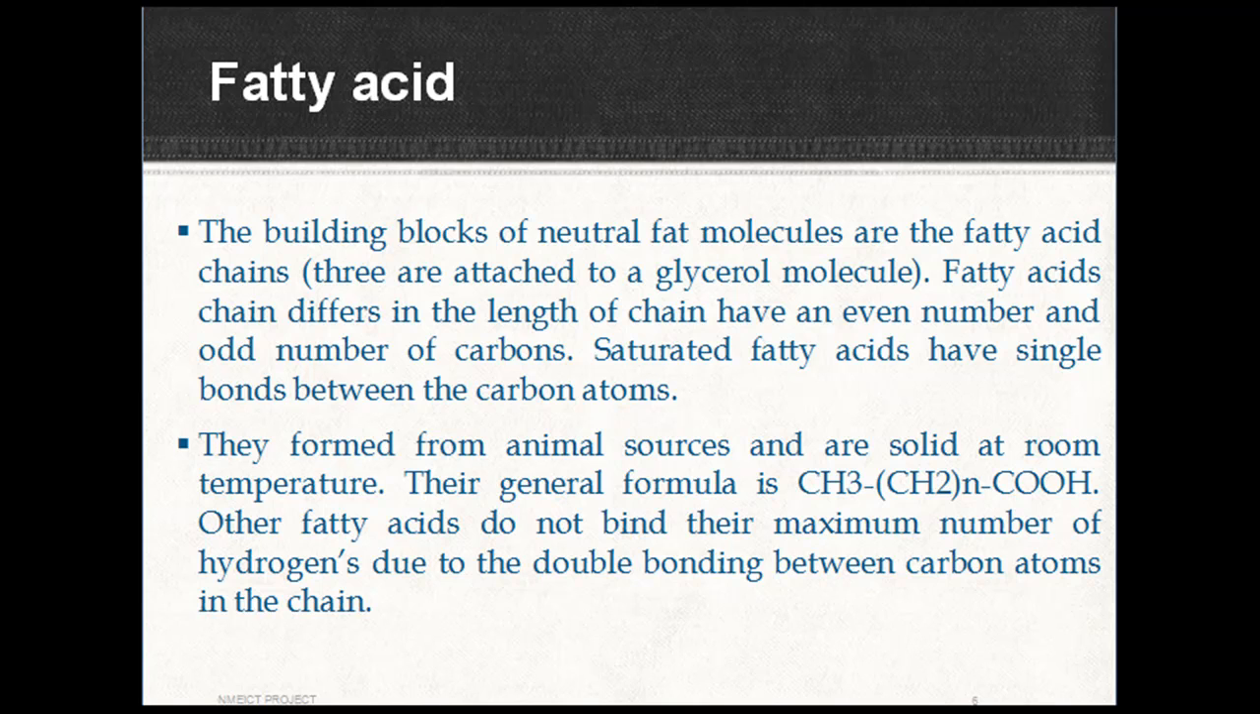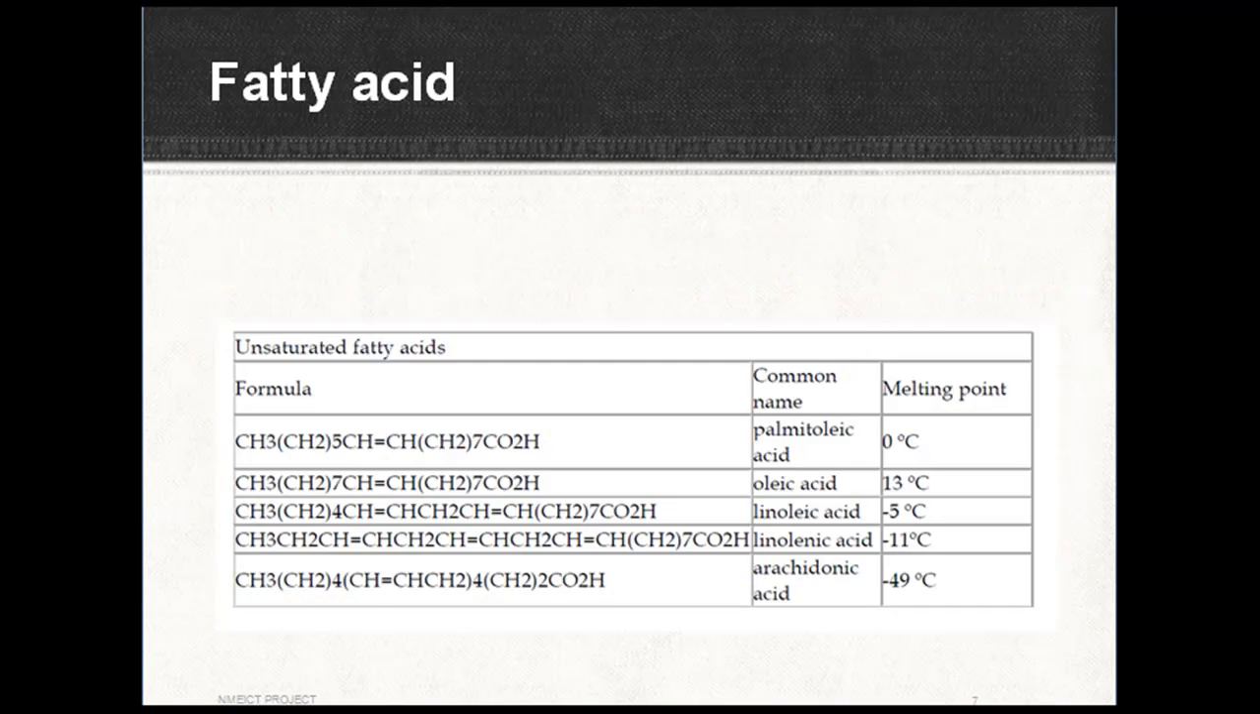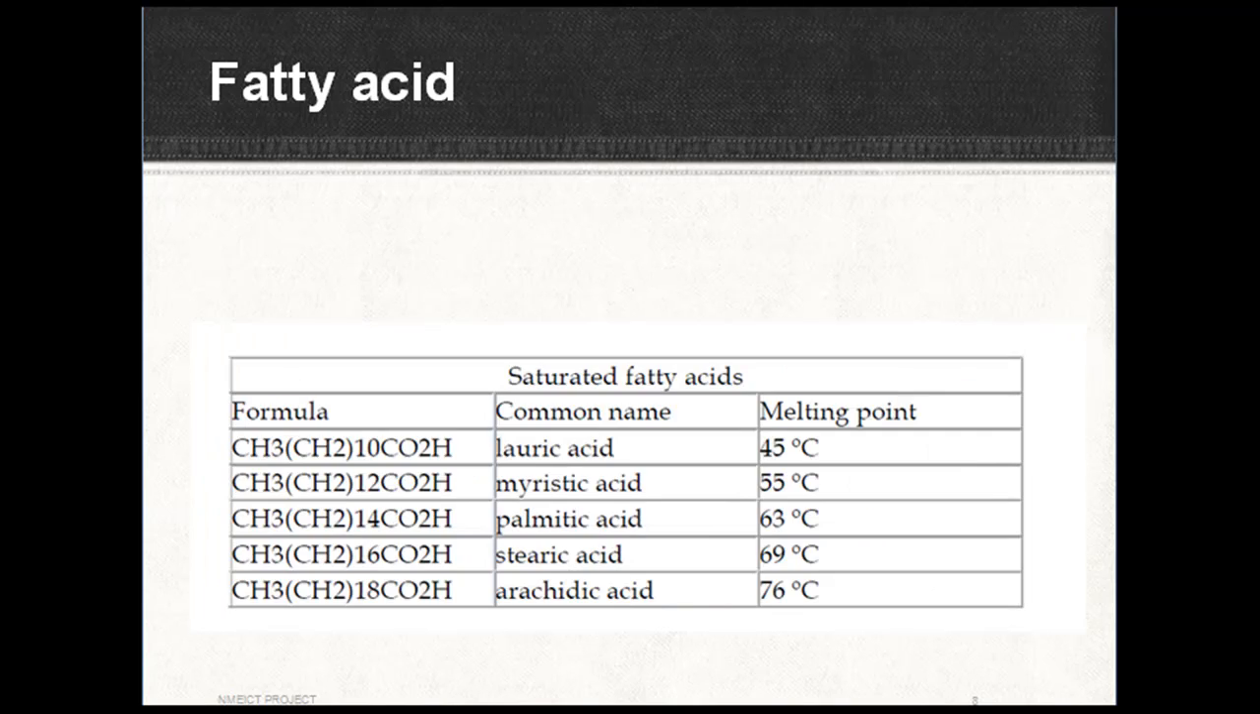Fatty acids with double bonds are called unsaturated fatty acids. Fatty acids with one double bond are monounsaturated, while those with 2 or more double bonds are polyunsaturated fatty acids. Unsaturated fatty acids originate from plants and are liquid at room temperature. Palmitoleic acid, oleic acid, linoleic acid, linolenic acid and arachidonic acid are a few examples of unsaturated fatty acids.